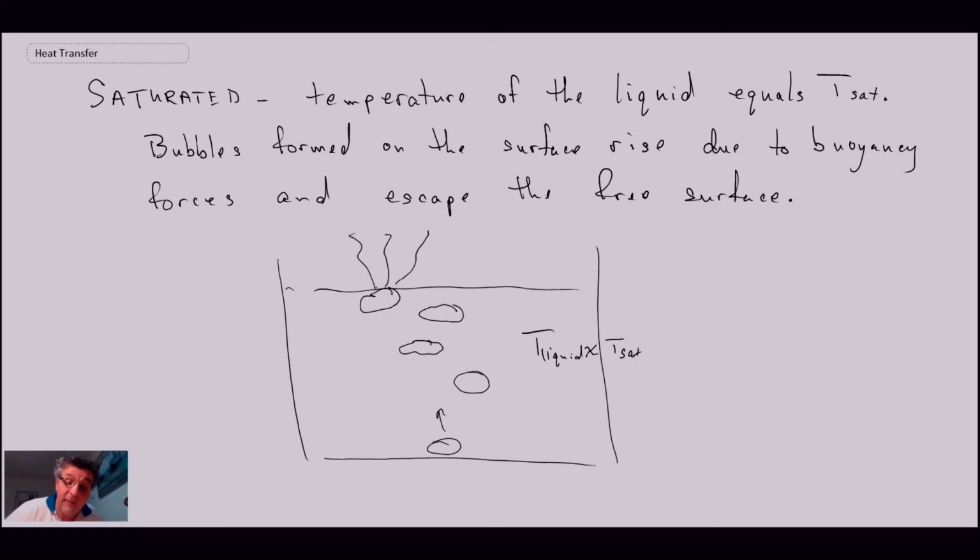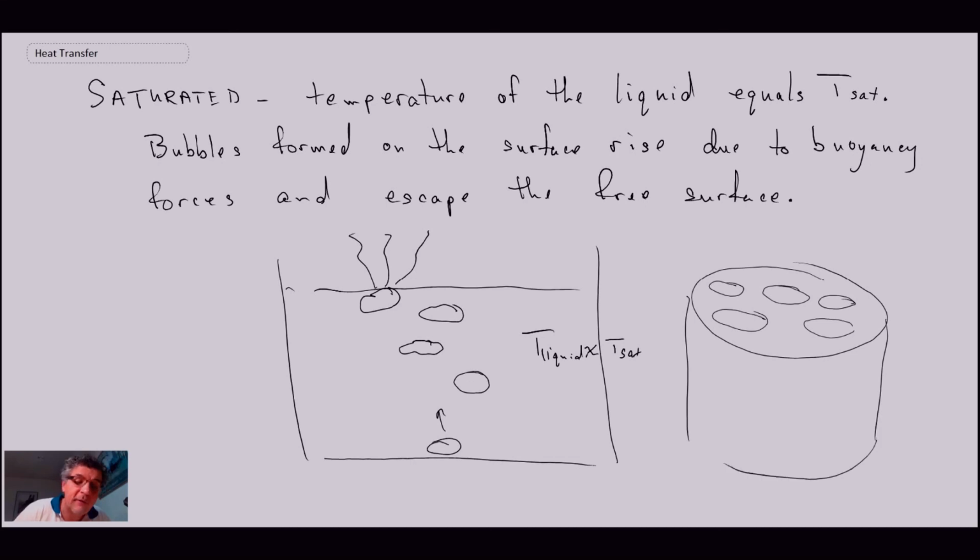On the IR camera from the top, you could see that as splotches that would develop. Those splotches were the bubbles coming to the surface, and obviously they're quite hot because they have the vapor inside of them. So those are the different forms of boiling: pool boiling or forced convection boiling, and then subcooled or saturated.